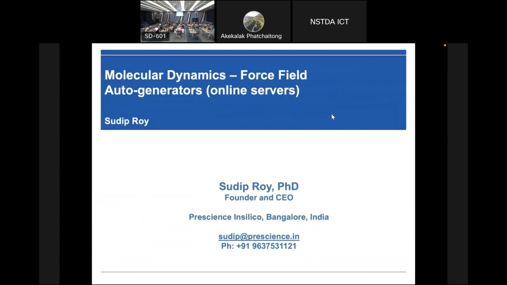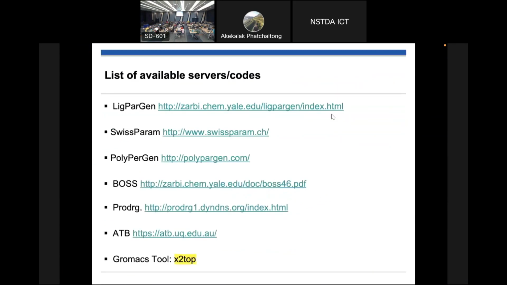I'll just quickly run through one or two, so that you know that to start with something, there are some things available. So these are your auto generators. LigParGen, this is OPLS-based force fields. If you are looking at small molecules, it's not bad. It gives you quite good results if the parameters are there, then there is no problem. If the parameters are not there for a particular molecule, then it will throw you an error and say that the parameters are not available. You are on your own.